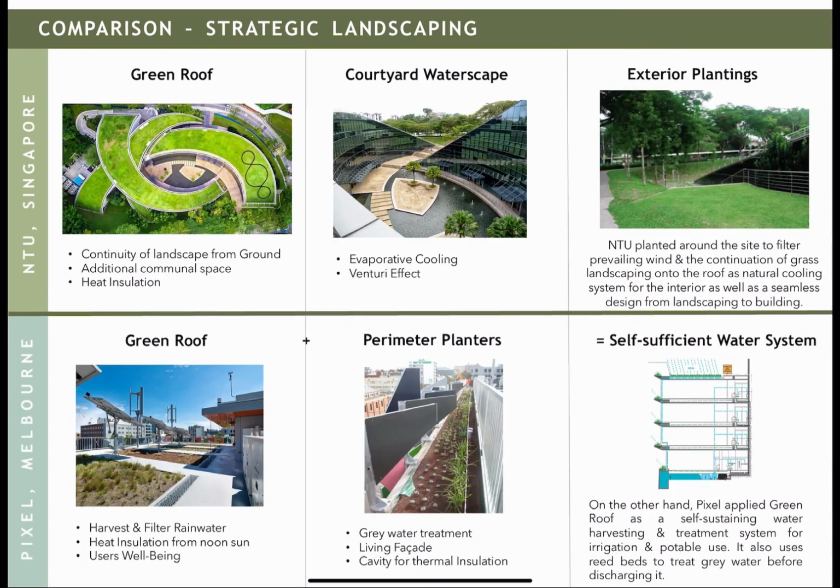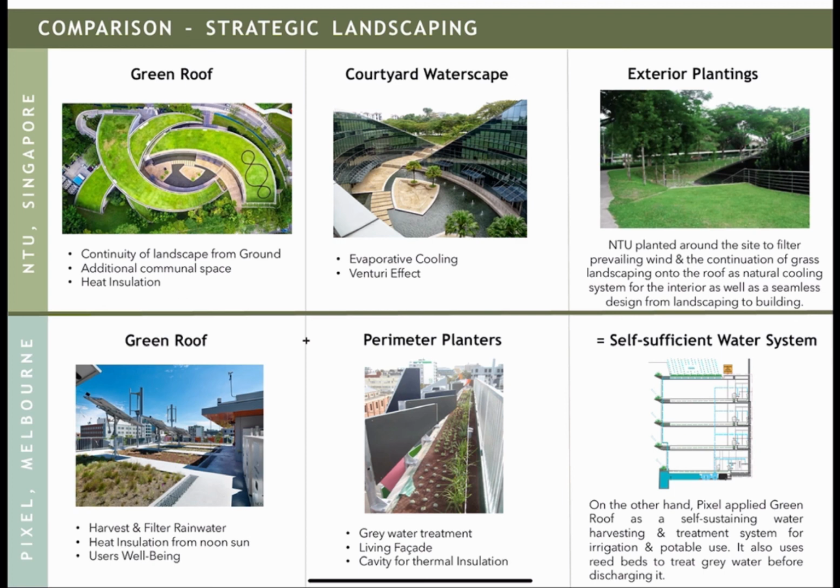And the last one is strategic landscaping. NTU and Pixel both have a green roof, and NTU has a courtyard waterscape, which is very efficient in evaporative cooling and also has a battery effect. NTU also has exterior plantings around the site to filter prevailing wind, and the continuation of grass landscaping onto the roof as a natural cooling system. But for Pixel, they have a green roof and also a perimeter planter. As a result, they have a self-sufficient water system.